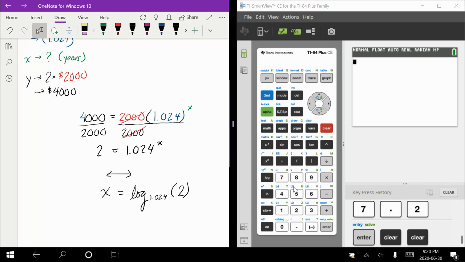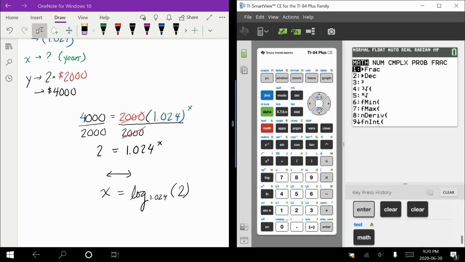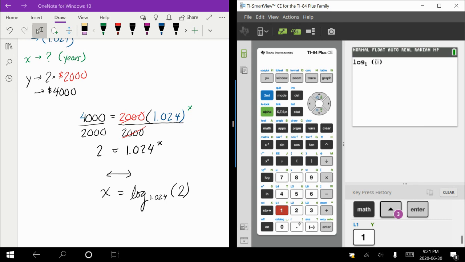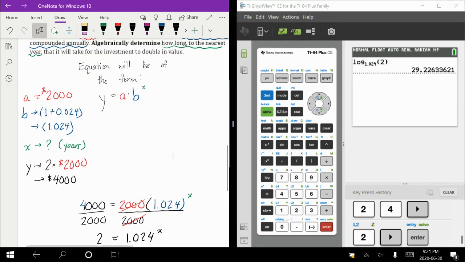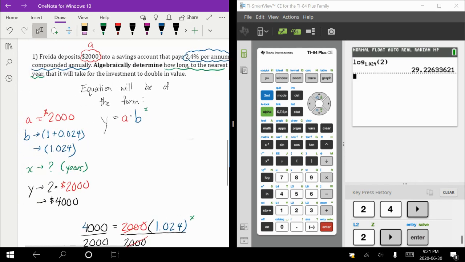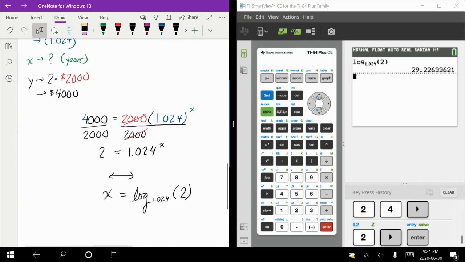So depending on which type of calculator you have, you may have a log base option. If you do, you're going to go into math, and you're going to scroll down to the bottom or close to the bottom and choose log base. And you will input the appropriate base and the appropriate argument. Enter. So in this one, we wanted to round to the nearest year. Okay, so that's approximately 29 years.